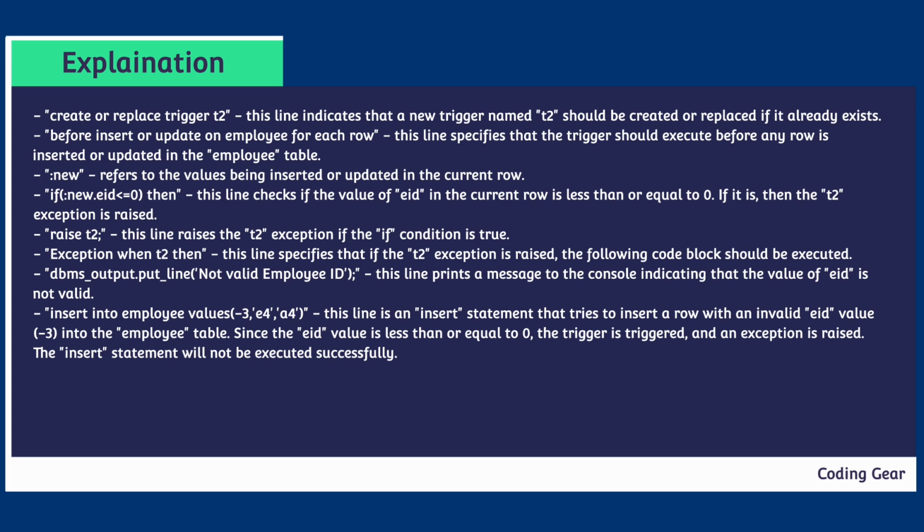DBMS_OUTPUT.PUT_LINE 'Not valid employee ID'. This line prints a message to the console indicating that the value of id is not valid.